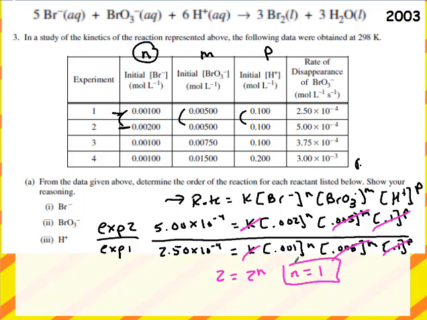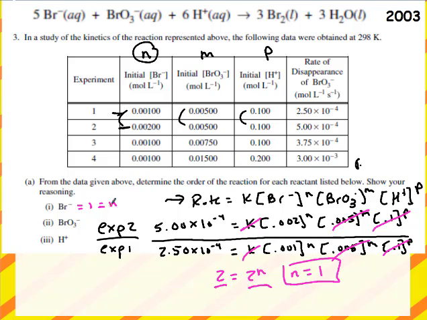It's the same thing as what I was doing before, except I need to show a little bit more work on why 2 is equal to 2 to the n. Because I'm not explaining it in words, I'm going to do it mathematically. I could do it in words, but I would have to explain exactly which experiments I was using, what was being held constant, what was changing, and how it was changing. Or I can show it this way in numbers. So I know that for bromine, my order is 1.